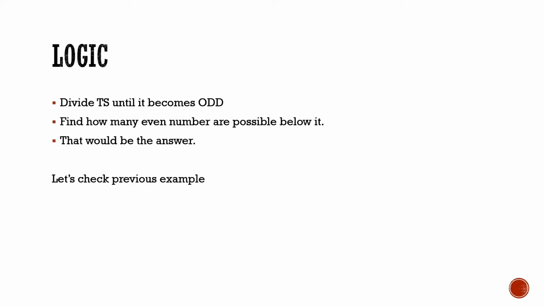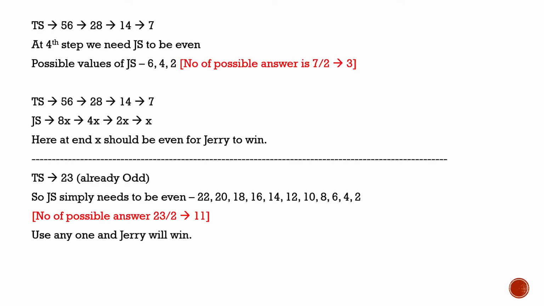So, let's see the code logic. We can simply divide TS until it becomes odd. The number of even numbers below it will be the answer. Let's verify that from our examples. In the first, we get the final odd number as 7. So, doing an integer division, 7 halves equals 3, and we can see that the number of even numbers below 7 is 3 only. Looking into the second example, the number is already odd. So, 23 halves equals 11, and we can see that there were 11 possible answers.